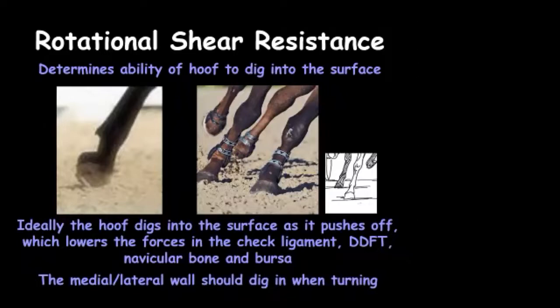And ideally, we like it if the toe can penetrate into the footing as the leg is pushing off and developing propulsion. We like that because it lowers the forces in the check ligament, the deep flexor tendon, and it lowers the pressure on the navicular bone and bursa. But we need sufficient shear resistance that the footing does not just give way as the hoof tries to push off, because that leads to early onset of fatigue.